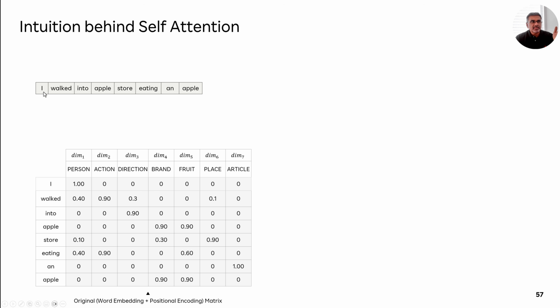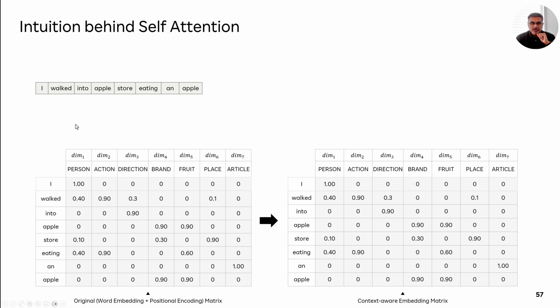So let's say the training sample is "I walked into Apple store eating an apple," and this is the original word embedding. And you would want to transform it from this original word embedding to this context aware word embedding. Now let's go step by step and see how this transformation happens. So let's pick up the very first word, which is "I."